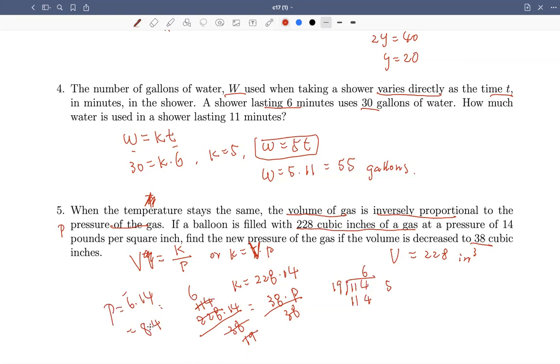So when the volume is 38 cubic inches, the gas pressure is 84. Okay, 84 pounds per square inch. And that's it. This is varies inversely. We just pick different formulas to apply.